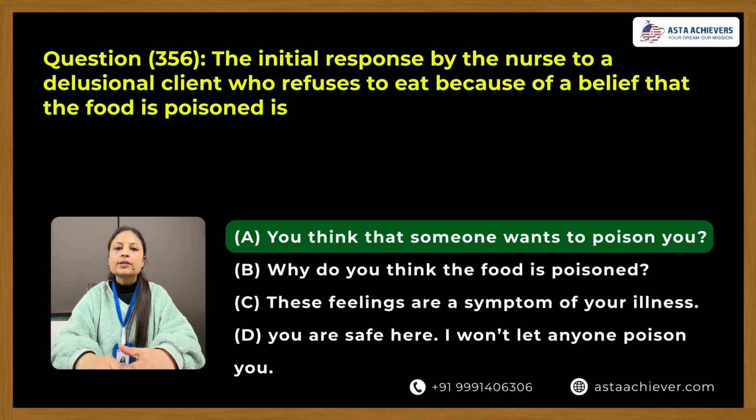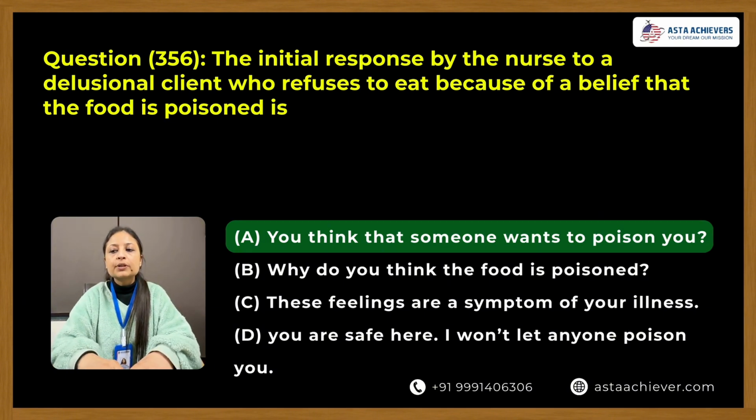What is the initial response by the nurse to a delusional client who refuses to eat because of the belief that the food is poisoned? So option A, you think that someone wants to poison you. Option B, why do you think the food is poisoned? And option C, these feelings are a symptom of your illness. And option D, you are safe here, I won't let anyone poison you.